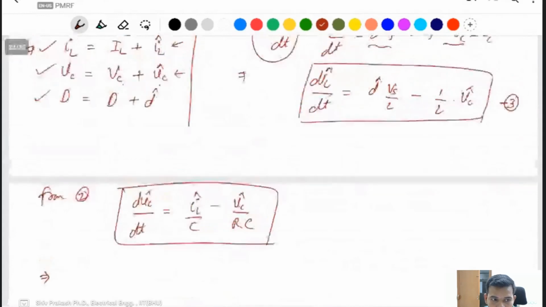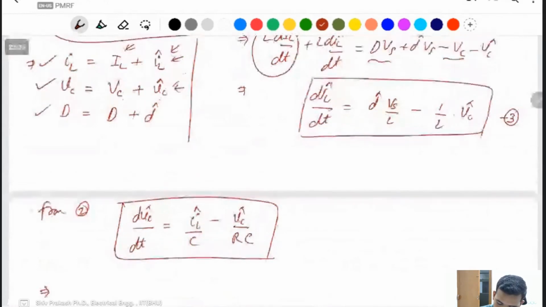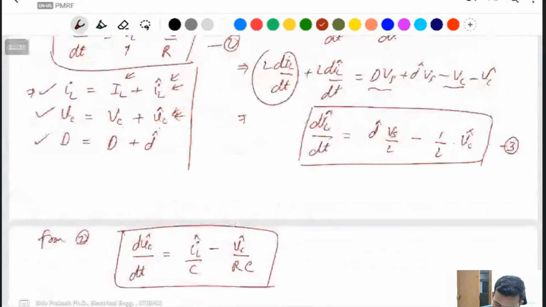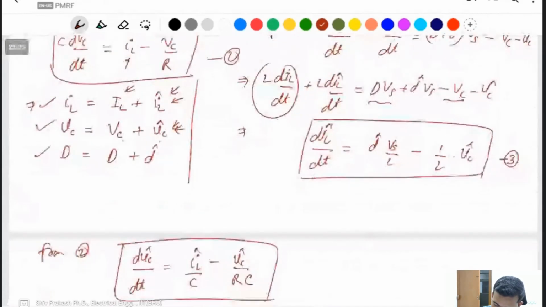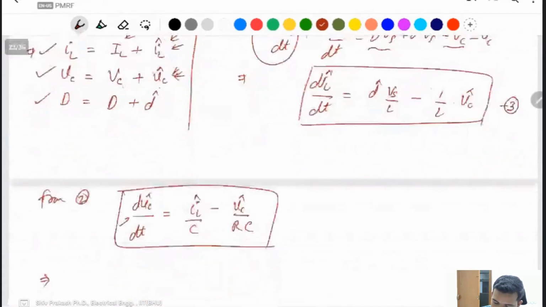Sir, can these variables only be taken as small signal variables? The differential terms of IL and VC, you can take as the states, the state of VC and IL. That's why you have two equations.